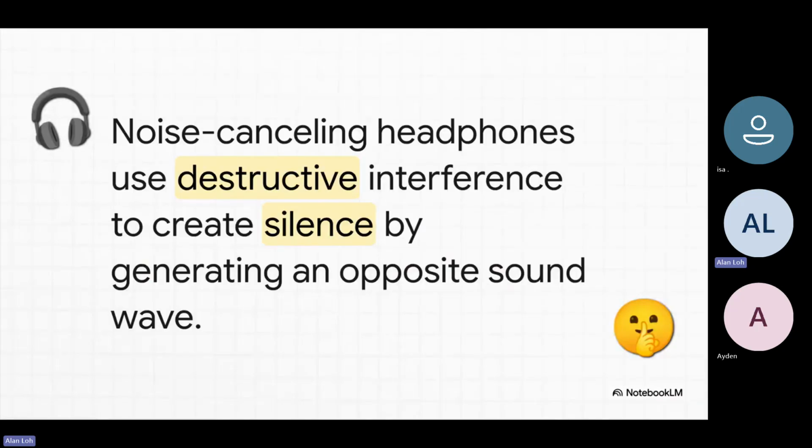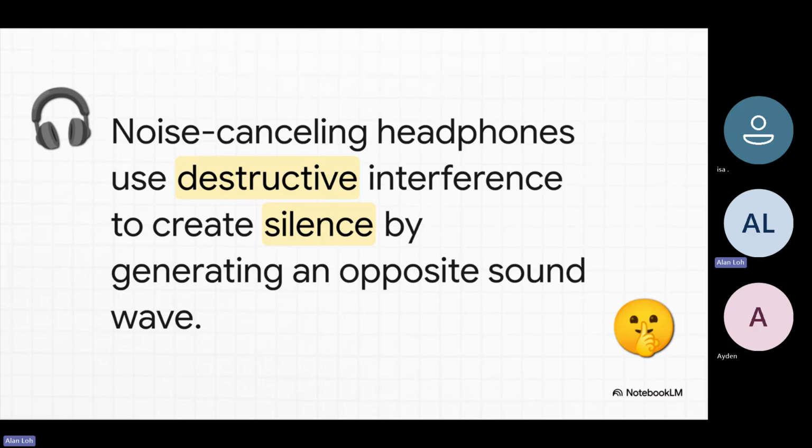And this isn't some abstract concept. You use it all the time. This is the magic behind noise-canceling headphones. What are they actually doing? Well, there's a tiny microphone on the outside that listens to the noise around you. Then, the electronics inside instantly create the exact opposite sound wave, a perfect anti-noise wave. When that outside noise and the new anti-noise wave meet inside your ear, they destructively interfere. They cancel out, and all you're left with is silence. It's literally creating silence out of sound.